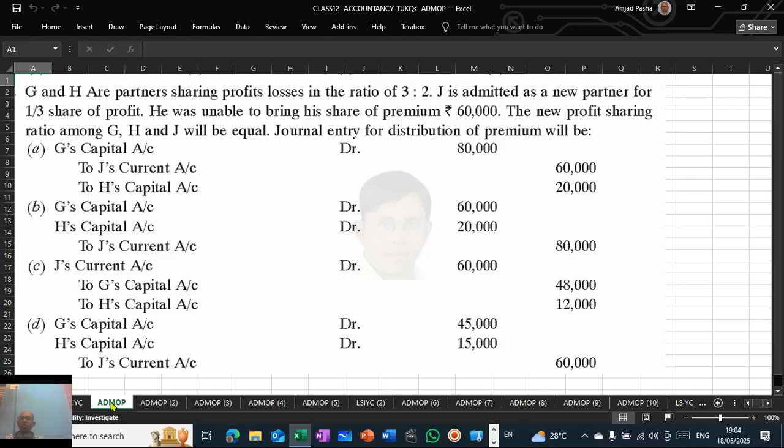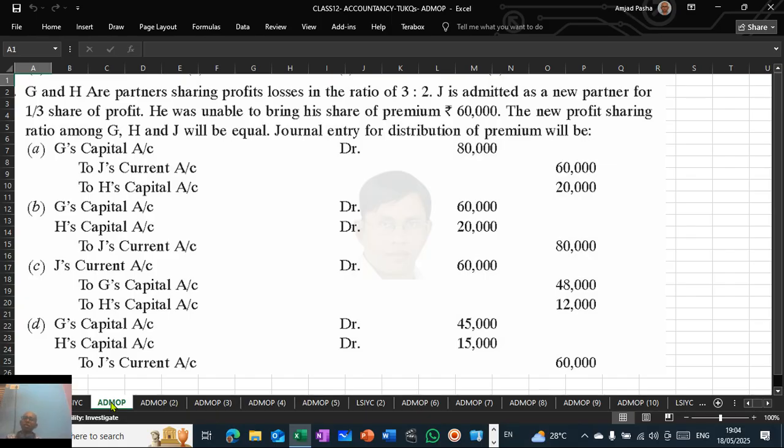We'll not be just discussing the questions, we'll be discussing the solutions as well: which account will be debited, which account will be credited, what is the reason, everything we'll discuss in the next class. Basically, you have to try the question on your own first, then cross check with the solution, which we'll be discussing in the next class.